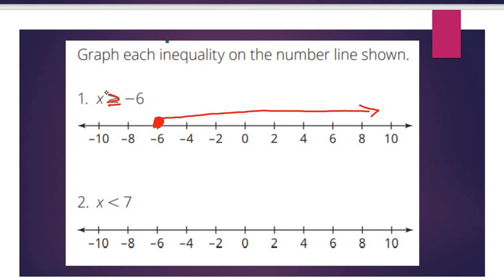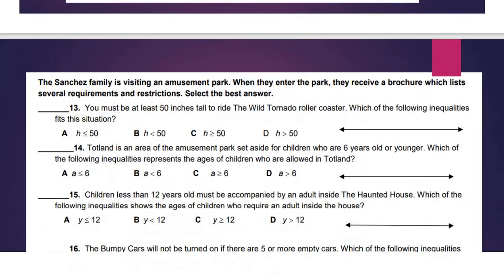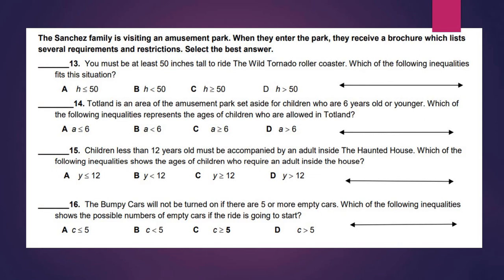Now, when I look at number 2, I see that there's no equal. And I'm going to find a 7. And 7 is right here. So I'm going to put an open circle. This is pointing to the left, so we're going to draw our arrow to the left because all of these numbers to the left of 7 are included in the solution. 6 is less than 7, 4 is less than 7, but 7 is not less than 7, 8 is not less than 7.